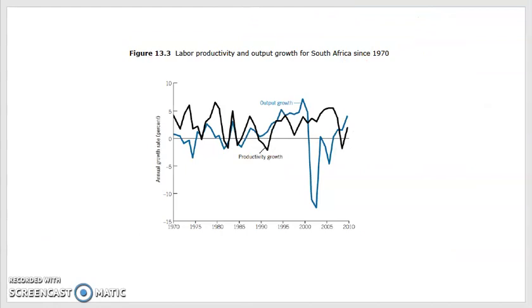This figure plots the behavior of labor productivity and the behavior of output for the South African non-agricultural sector from 1970 to 2020. Instead of the relationship we're trying to look at, the impact of productivity on output, it shows that the relationship is the other way around. Output growth affects productivity instead of productivity affecting output growth. This figure shows that output growth leads to higher productivity growth.